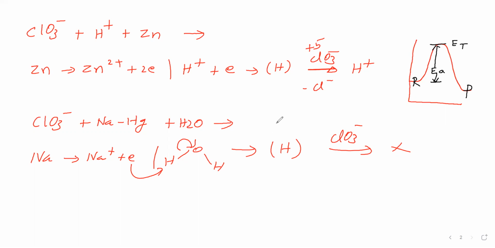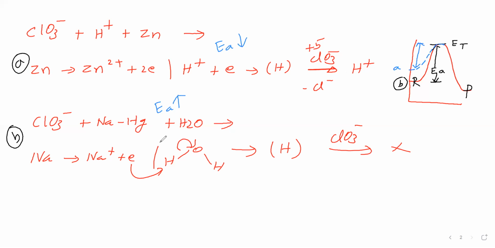That means in this case, the average energy of reactants may be like this. In this case, the average energy of reactants is like this. Therefore, see which is having lower activation energy. For which case is activation energy low? For this case we can say activation energy is low, therefore reaction is possible. In this case activation energy is high, therefore reaction is not possible.